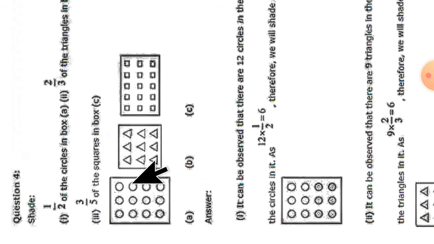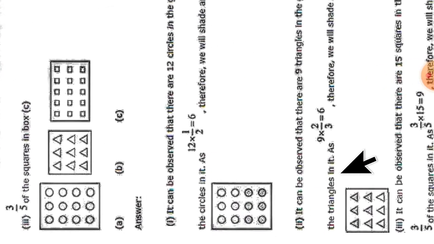So here 3 figures are given. First one is 1 upon 2 of the circles in the box. In the first figure there are 12 circles. So 12 into 1 upon 2, that means 6. So out of these 12 you will shade 6 circles. Okay, 6 circles you have to shade.